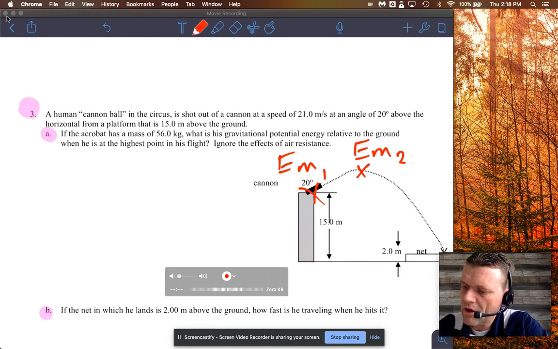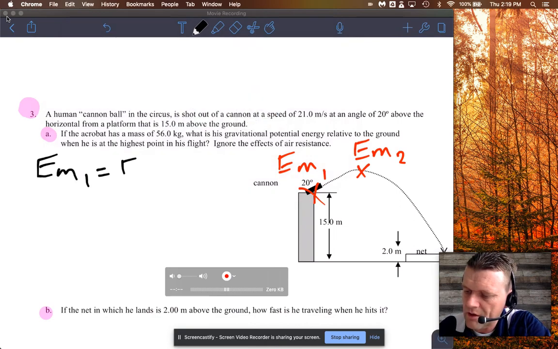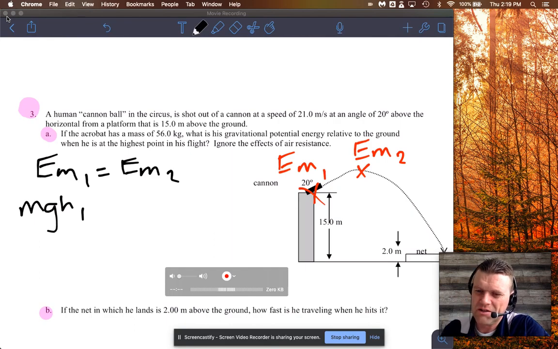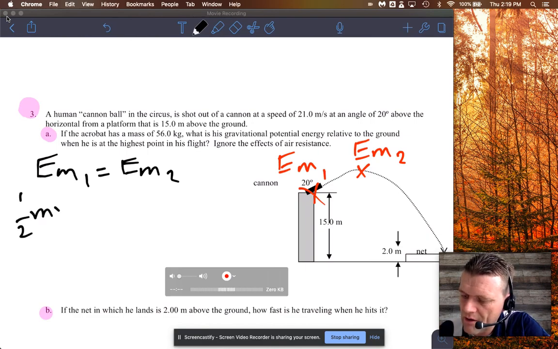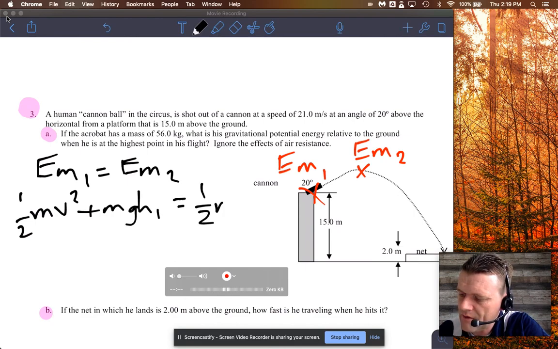So what we would start with here is that EM1 is equal to EM2. That would be our starting point. And then what we have to do is expand this. I'm skipping a step. You'd say that EK plus EP at the first position is going to equal EK plus EP in the second position. So that means that 1/2 mv1 squared plus mgh1 has to equal 1/2 mv2 squared plus mgh2.